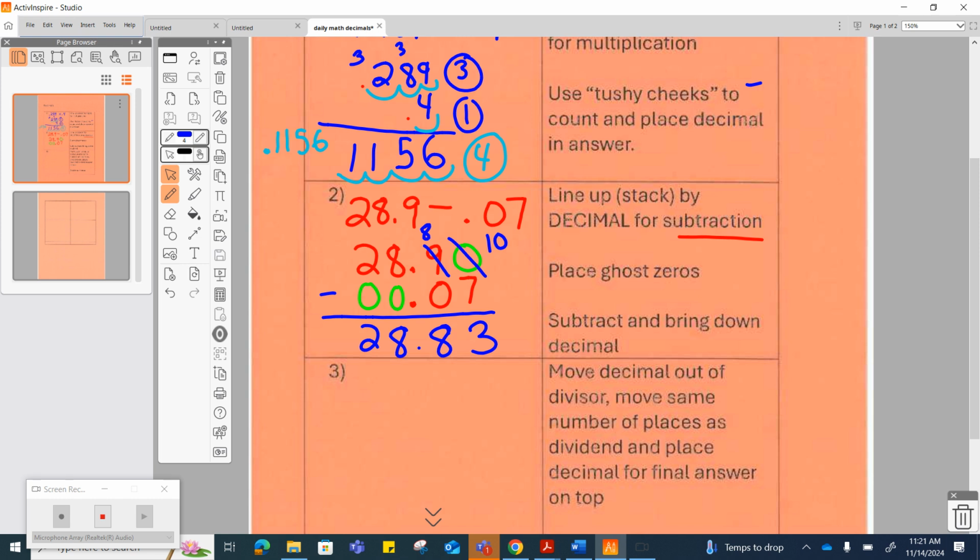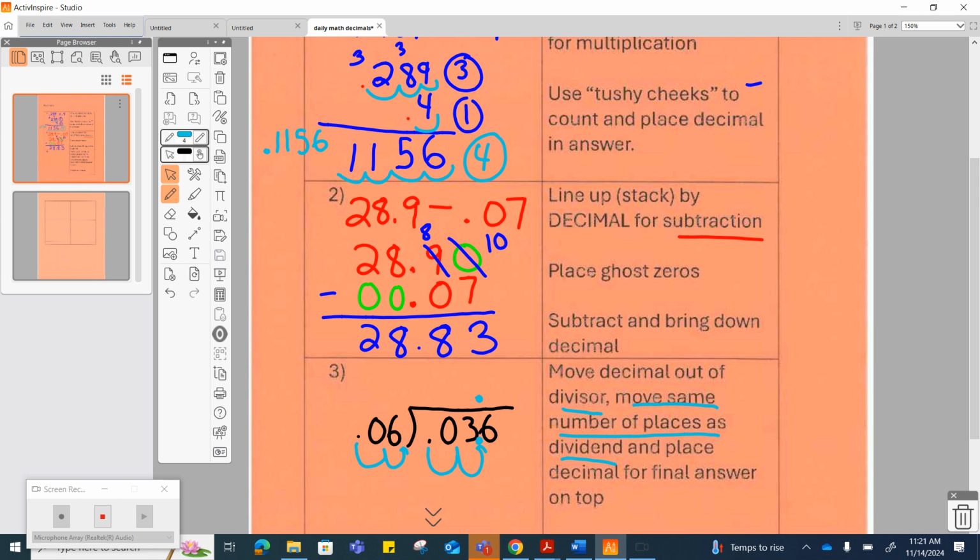My next problem that was given on the board was a division problem. And it looks just like this. Actually, let me just give myself a little bit more space here. 0.06, or 6 hundredths, divided into 36 thousandths. Okay? So again, I have to move the decimal and move the same number of places for the dividend. So move the decimal out of the divisor. That's this tushy cheeks idea again. So this is going to go 2 spaces. And my new decimal is going to be there.